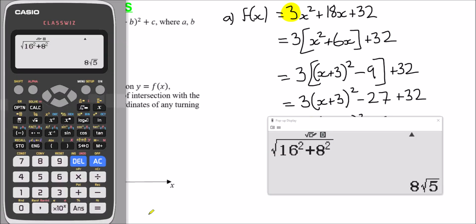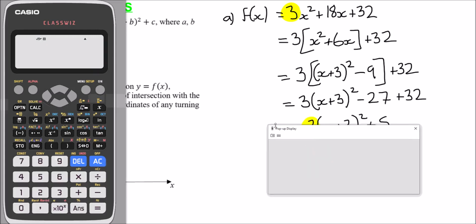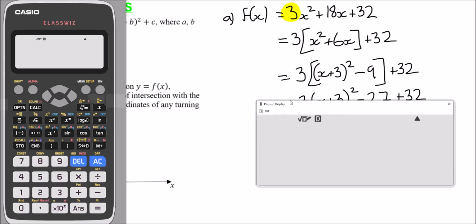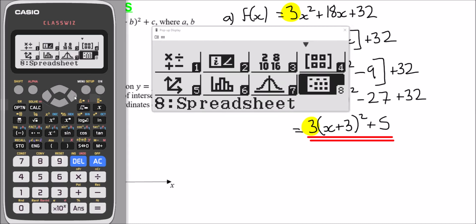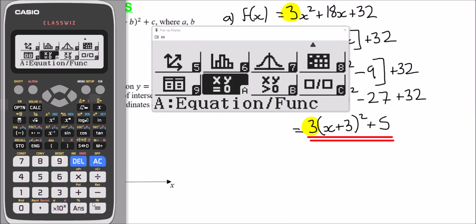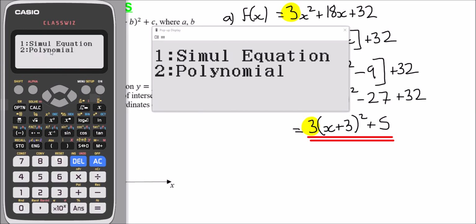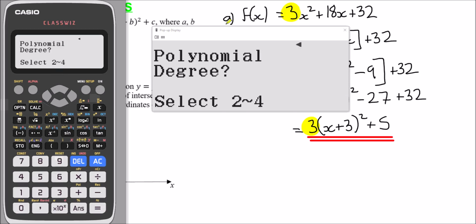So what we do is we go to the Classwiz. Okay, we then press Menu, and we scroll along to option A, Equation / function. Press equals. Now, a quadratic is a polynomial, so press 2. And because the highest power of x is squared, we want degree 2.